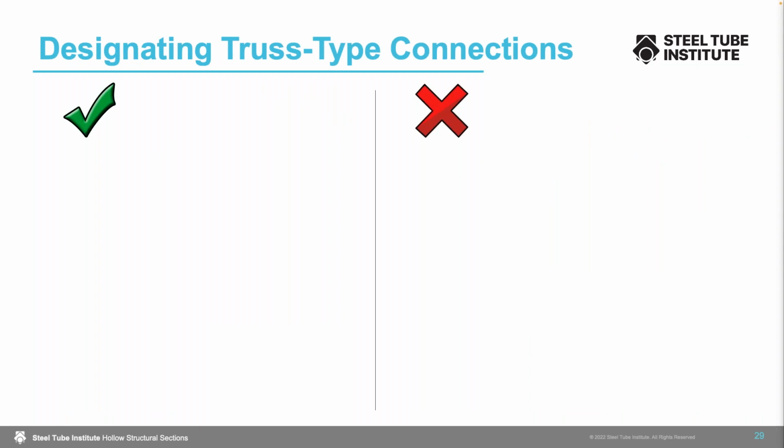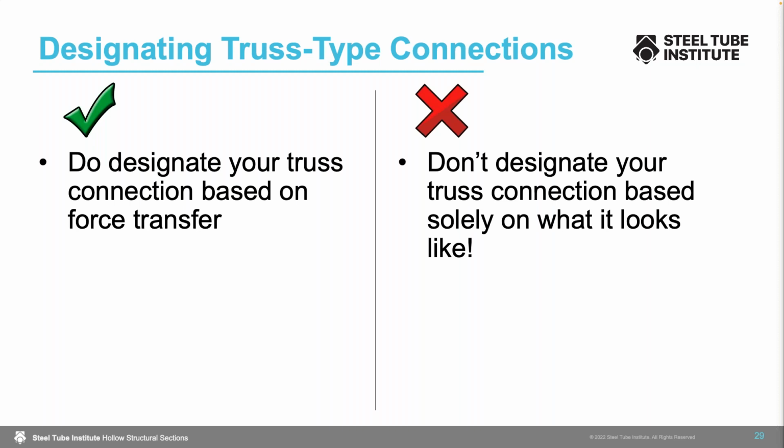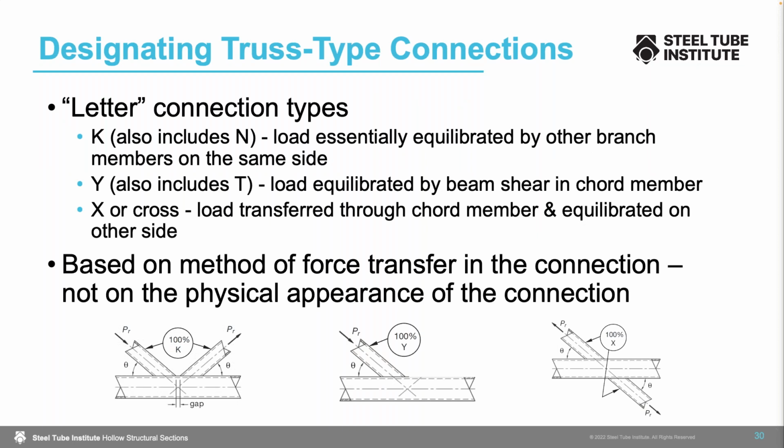Okay, so moving into a little section on truss type connections. When we talk about truss type connections, we're usually talking about chords with web members. And the way we usually design it is based on the connection types, something like a K or a T. Do designate that connection type, the K, the T, the Y, on the force transfer in your connection. Don't designate your truss connection based solely on what it looks like. And don't just assume that because it looks like a K, it's a K, or it looks like a T, it's a T. There are actually rules to these letter connection types.